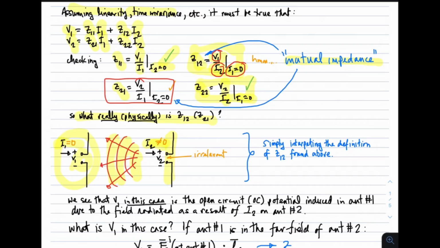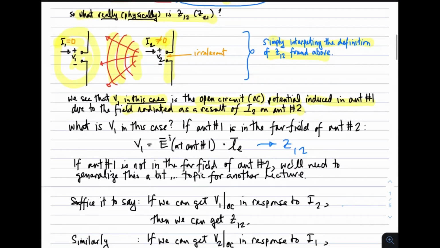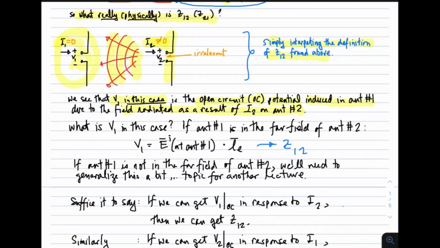the first antenna. So we see that in this case, V sub 1, at least according to the scenario, is the open circuit potential induced in antenna 1 due to the field that's radiated as a result of I2 being non-zero on the second antenna. So this is simply an interpretation of the mathematical definition that we found above. So now we see that to evaluate this mutual impedance, we would need to know what V1 is in response to I2. Well, we already know something about this.